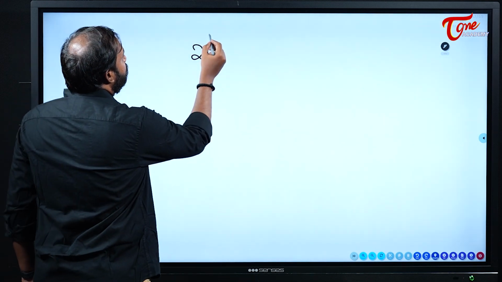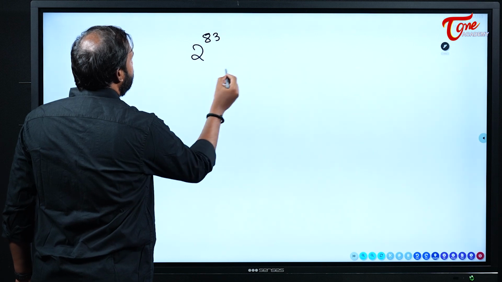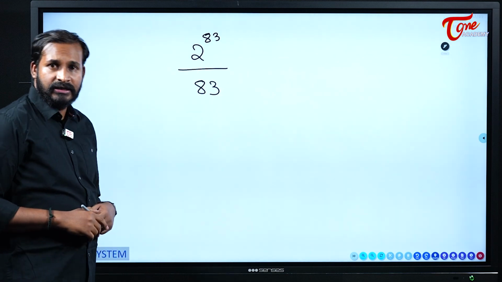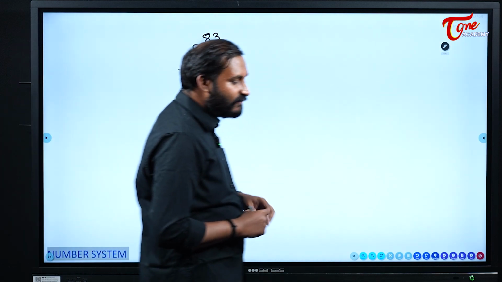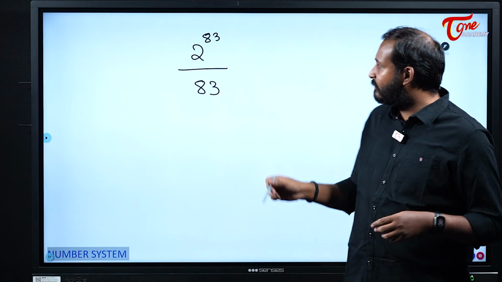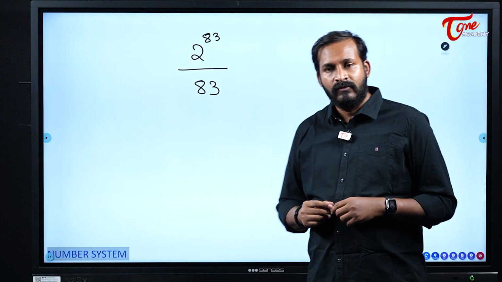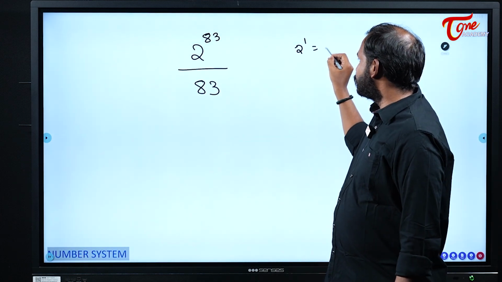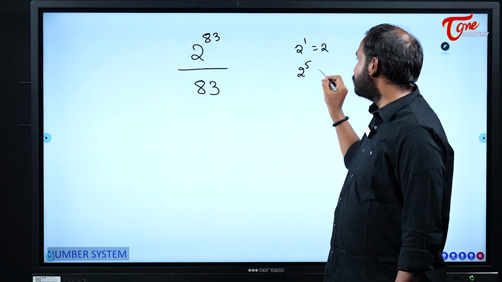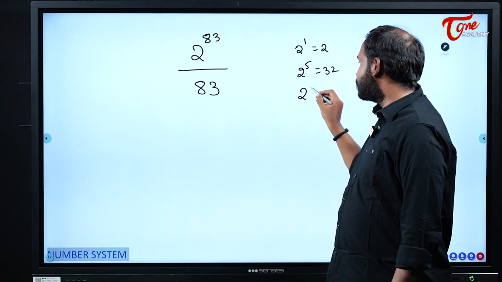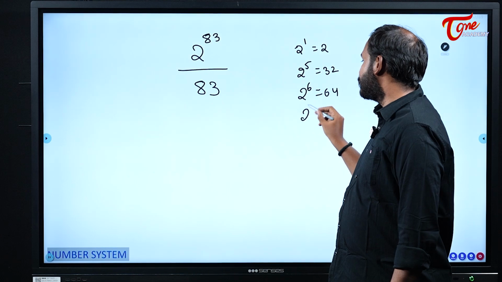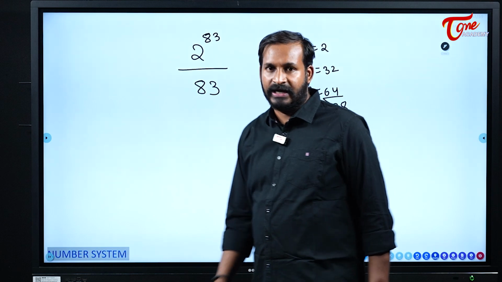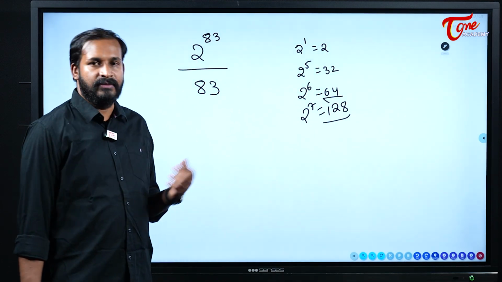See, 2 to the power of 83 by 83. There is a question in this manner. 2 to the power of 83 by 83. Right? Actually speaking, can we write any power? Tell me what is the power which is nearer to 83? We will check once. 2 power 1 is 2. 2 power 5 is 32. We all know 2 power 6 is 64. And then next 2 power 7 is 128. So, we do not have any power of 2 which is nearer to 83. Then how are we going to solve these types of questions?